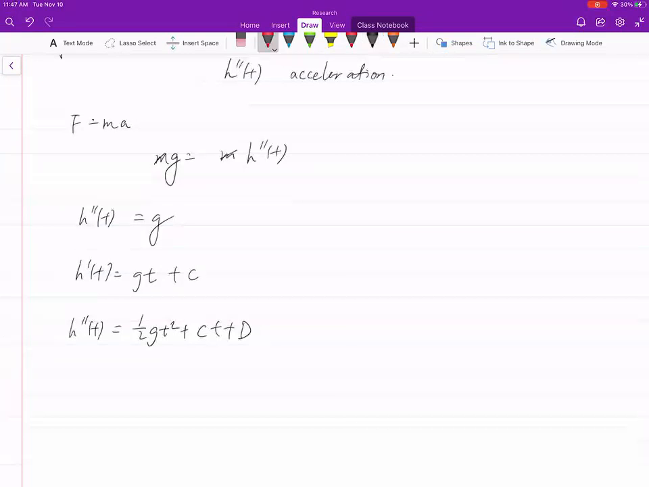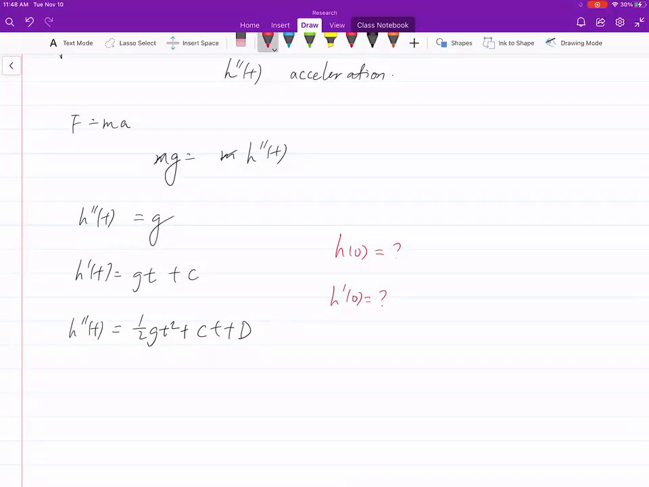Good so far? Now, do you recall when you did those kinds of problems back in physics, they always gave you two conditions. They tell you the initial height, h(0), and they tell you h prime(0), which is your initial velocity. Why? Because without that, you cannot find the constants c and d. Then you still don't know everything about the motion.